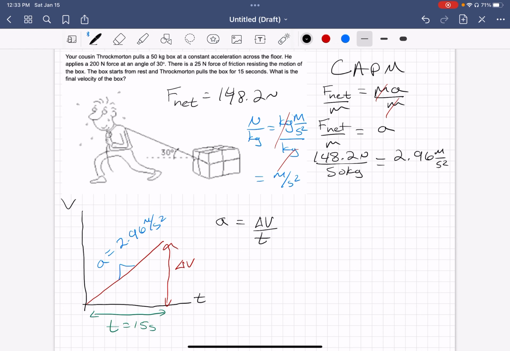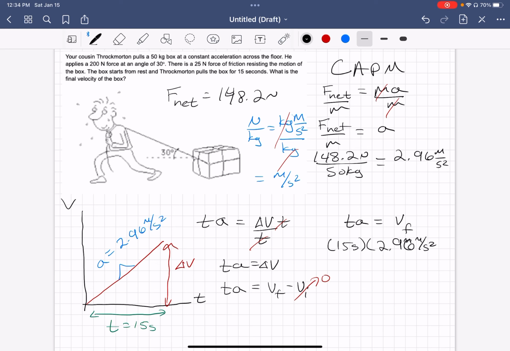I want to find that change in velocity if I'm going to figure out what's the final velocity. So I'll multiply both sides by time to get that time times acceleration equals change in velocity. I can also say time times acceleration equals the final velocity minus the initial. Once again, that initial velocity is 0. So I can get this to time times acceleration equals final velocity. I'll go ahead and plug in numbers. I've got 15 seconds times 2.96 meters per second squared.